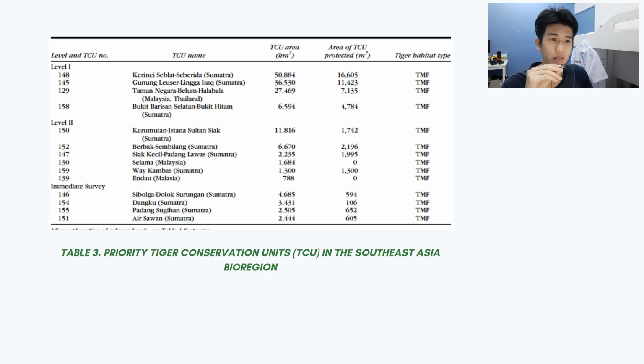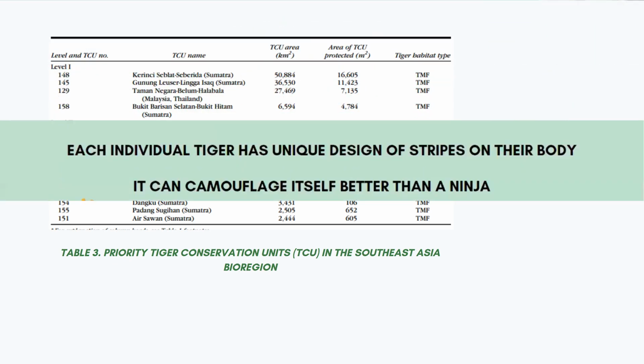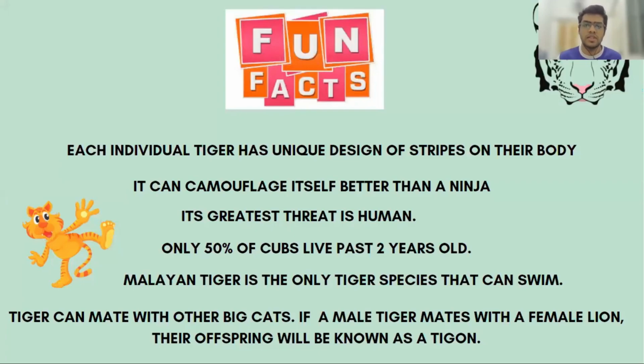So for now, let's get to the fun facts. Okay, some fun facts about tigers. An individual tiger has its own unique design of stripes on its body. It can camouflage itself better than a ninja. Its greatest threat is humans, because humans tend to hunt them down for medicinal values from their organs, teeth, and also their skin. Only 50% of cubs live past 2 years old.